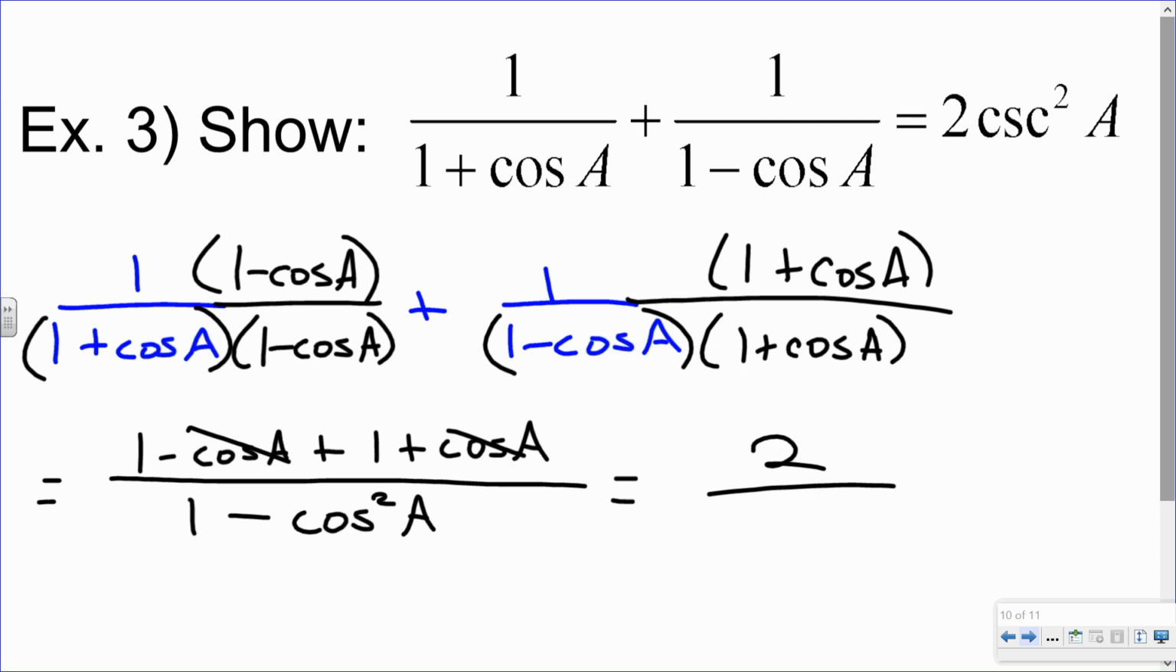What's the identity you're memorizing today, Ryan? So sine squared plus cosine squared equals 1. Does that help me with this denominator? If sine squared plus cosine squared is 1, what do I get for 1 minus cosine squared? I just have sine squared. I need cosecant squared. What do I know about sine and cosecant? They're reciprocals, not opposites, they're reciprocals. So if I have sine in the numerator or in the denominator, that means I could change it to cosecant squared in the numerator.